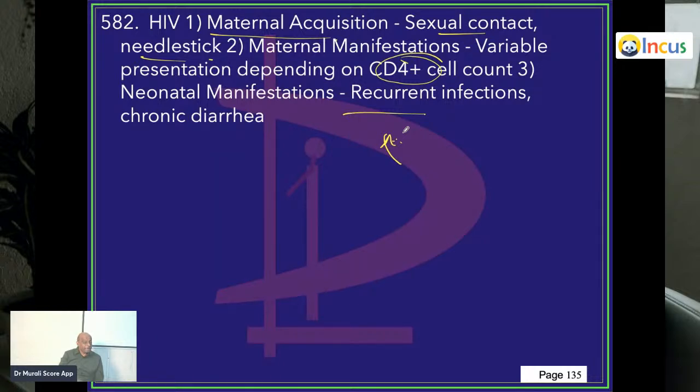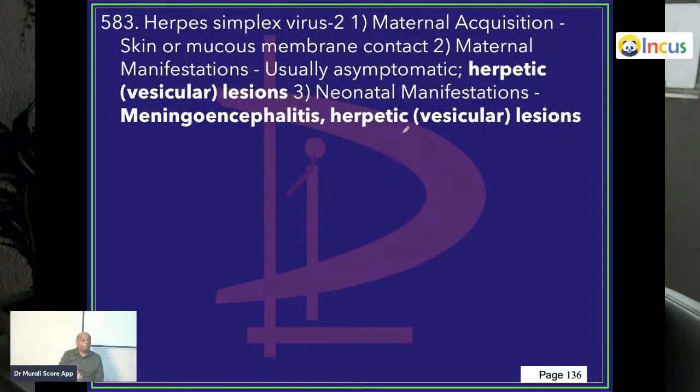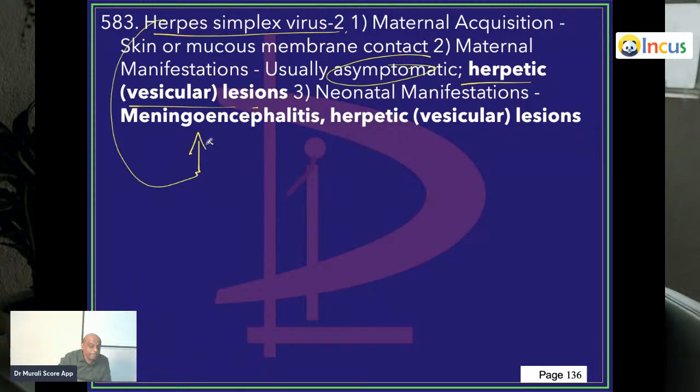So, recurrent infections and chronic diarrhea can be the presentation of HIV in pediatrics. Then herpes simplex virus, usually asymptomatic, or it can lead to vesicular lesions. And in neonates, it can lead to meningoencephalitis and herpetic vesicular lesions.